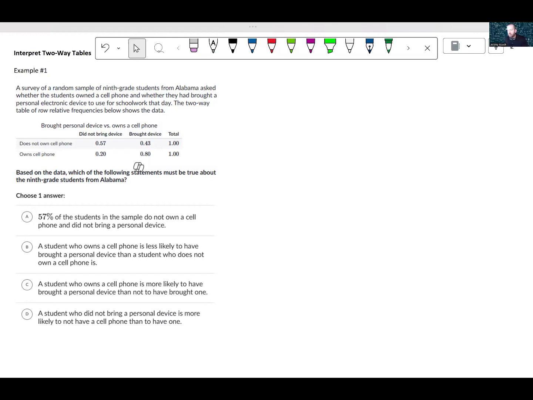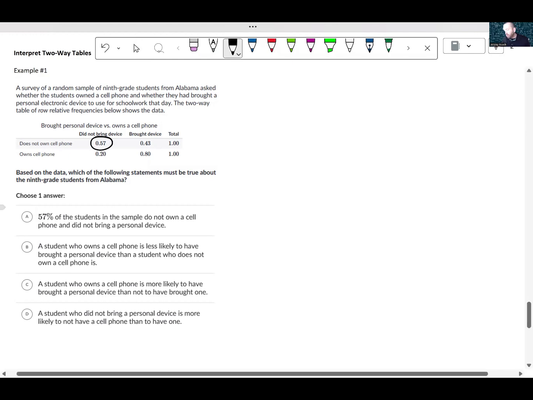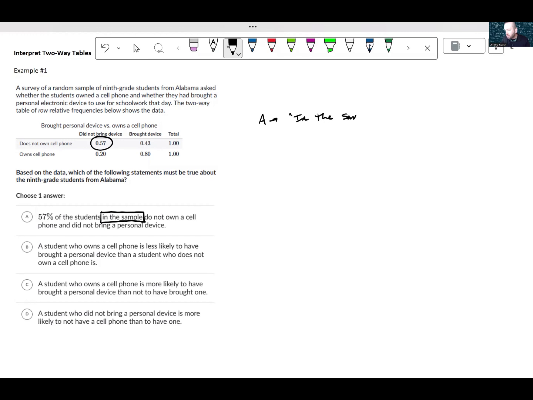We'll look at answer choice A first. It says 57% of the students in this sample do not own a cell phone and did not bring a personal device. When we first look at this, we can see the intersection is 0.57, which appears to be 57% of the students. But this problem specifically states in the sample. In the sample means everything. It means that we're looking at a grand total. So I'm just going to write in the sample. That would refer to our grand total.